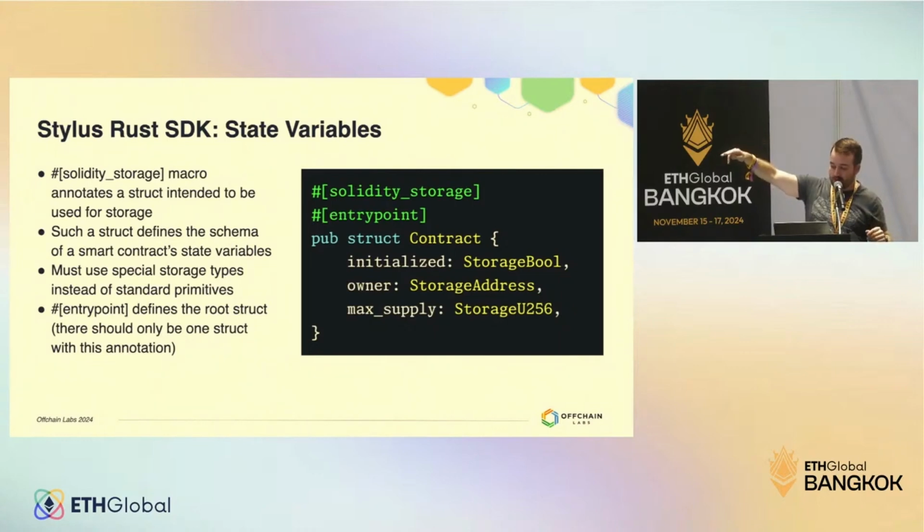And so your storage is going to start with that initialized variable, the owner variable, and then the max supply variable. So you've got a Boolean there, an address, and then a U256. And those are the storage state on chain.